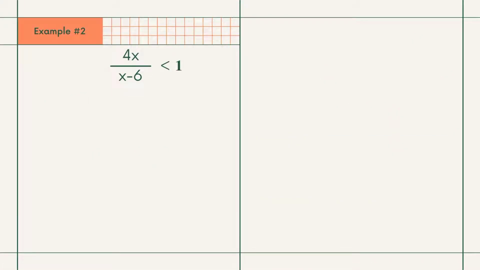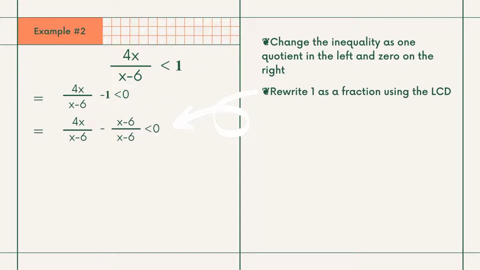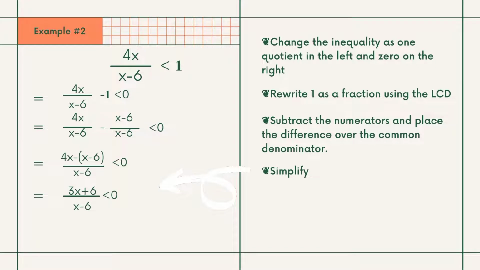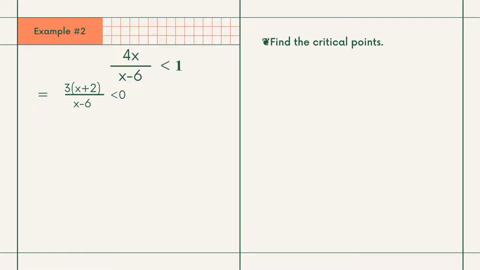For x over x minus 6 is less than 1. Change the inequality as one quotient in the left and 0 on the right. Rewrite 1 as a fraction using the LCD. Subtract the numerators and place the difference over the common denominator. Simplify. Factor the numerator to show all factors. Find the critical points. X plus 2 equals 0 and x minus 6 equals 0. Our critical points are negative 2 and 6.